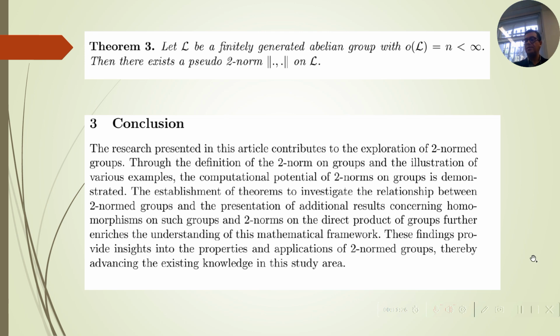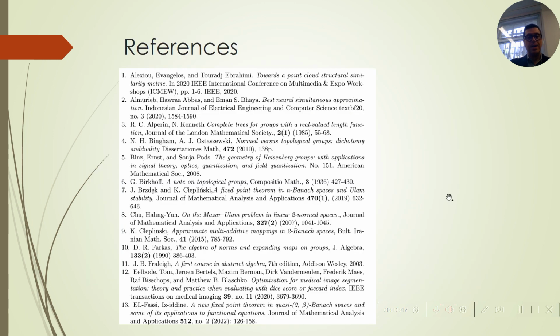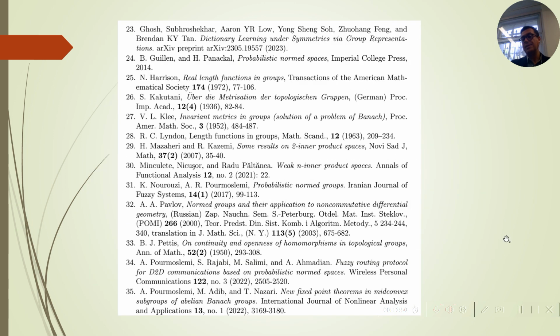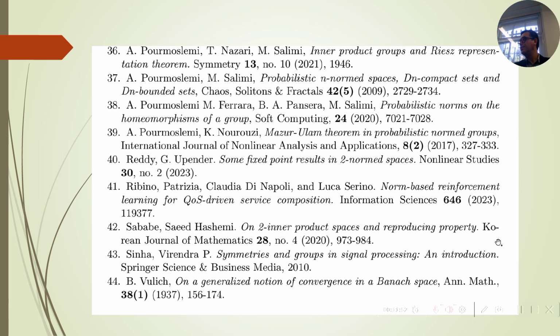And the last theorem; the paper has 3 main theorems and this is the last one. Let L be a finitely generated abelian group with this condition, then there exists a pseudo two-norm on L. And the conclusion, which I won't repeat again, and the list of references. I know this work was a little abstract, far from tangible application, but pure mathematics has application in applied mathematics. Thank you for your attention.